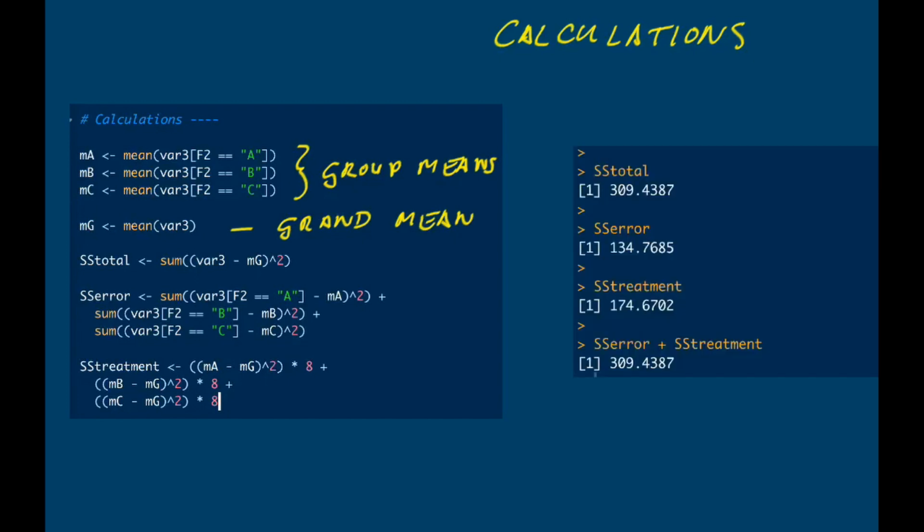And if we ask what those are, these are our values. The total sum of squares for this particular variable is 309. The error sum of squares is 134.7. The treatment sum of squares is 174.6, or 174.7 if you round it properly. And if you add those together just to check, you can see that the sum of those is equal to the total sum of squares.